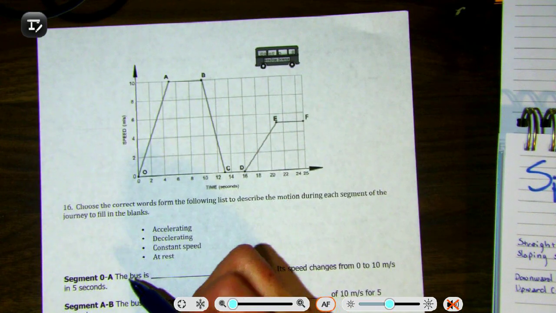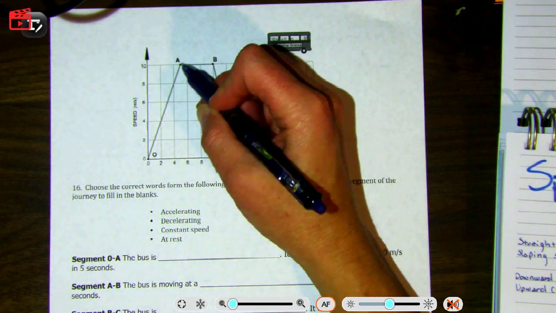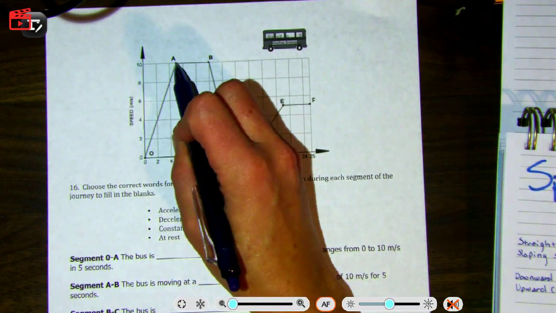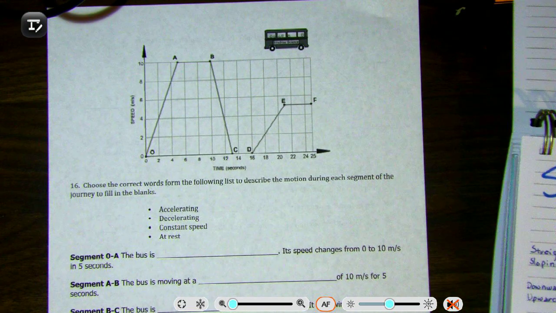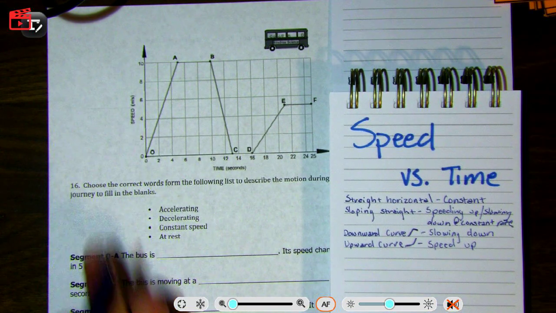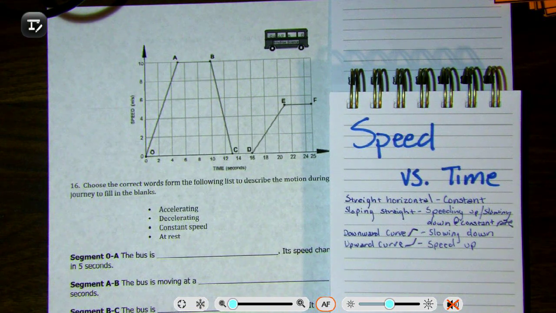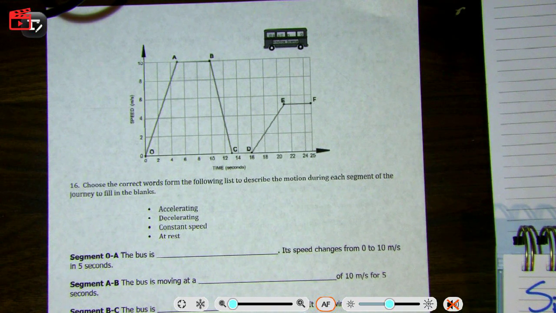So just like on the other one that y'all did yesterday, 0 to A would be this segment. So what's happening during that segment? Then A to B, A to B, what's happening there? And remember, well, I'm helping y'all. This one is a speed and time graph. So that straight line does not mean it's at rest, okay? It means it's constant. So do that, turn it in, and I will give you extra credit wherever you may need it.